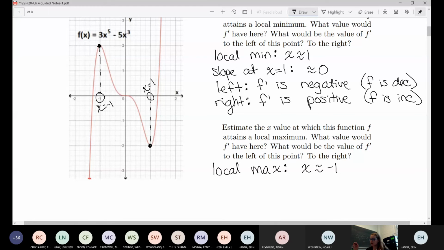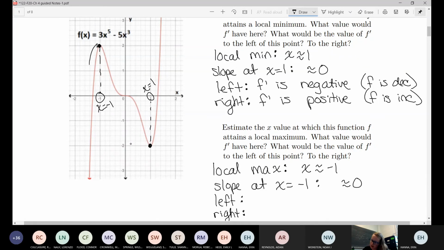And then the rest of it's similar. So what would the slope of the derivative be at that point? Well, what's the slope of the tangent line at that point? The slope at x equals -1 looks like it's going to be approximately 0. It's going to be exactly 0, but again, let's just say approximately. Then what's happening to the left and right of this point now? And this is where things are going to change a little bit.